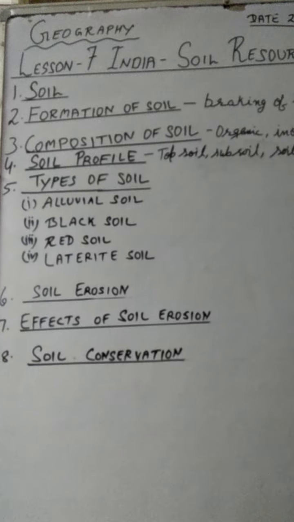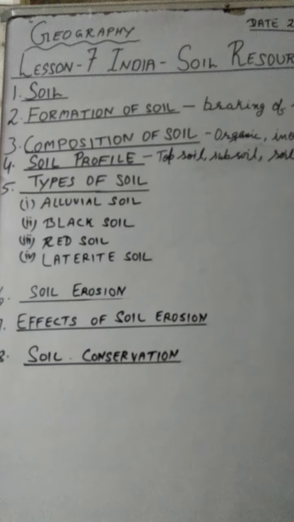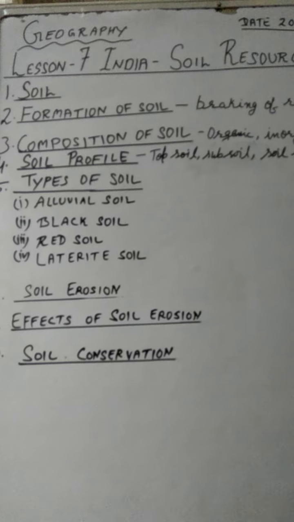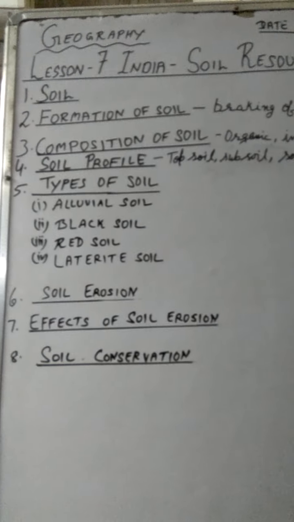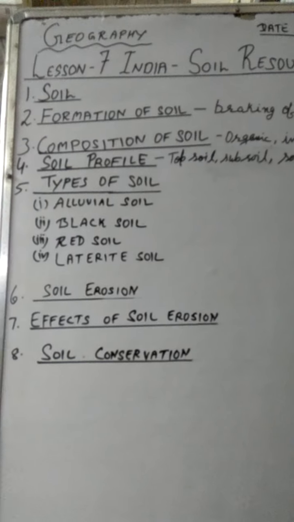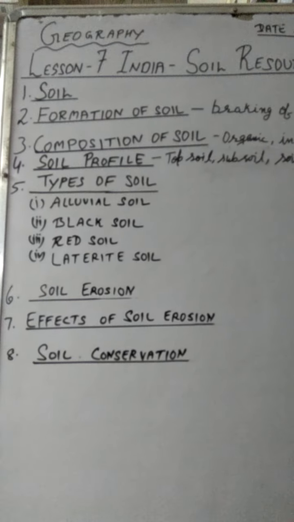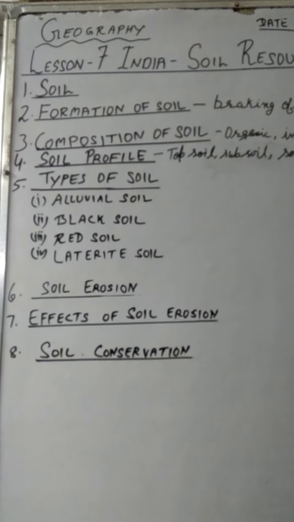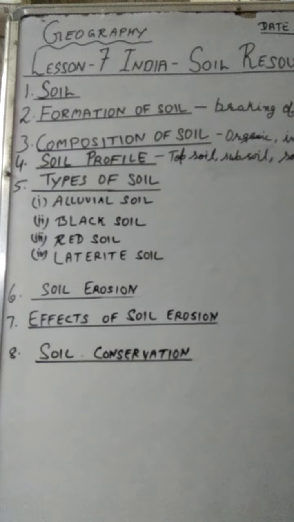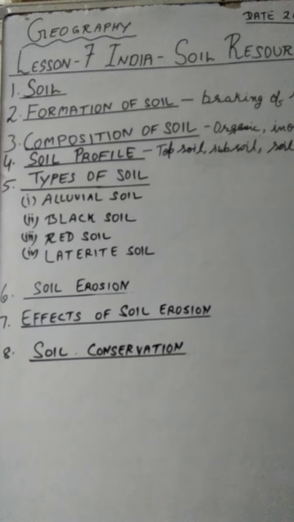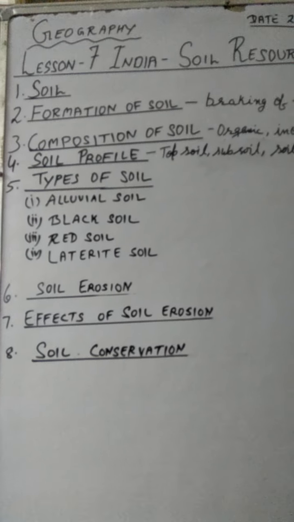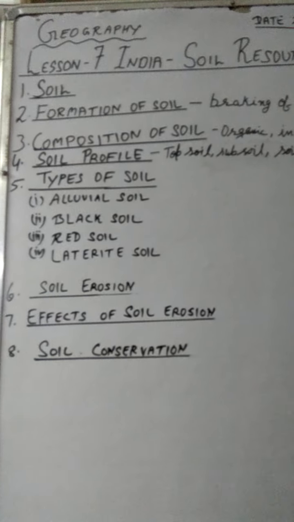Hello children, in this video we are going to discuss soil resources, lesson 7. First, there are some points we will discuss. First one, soil definition; then formation of soil; third, composition of soil; fourth, soil profile; fifth, types of soil. Four types of soil: alluvial soil, black soil, red soil and laterite soil.